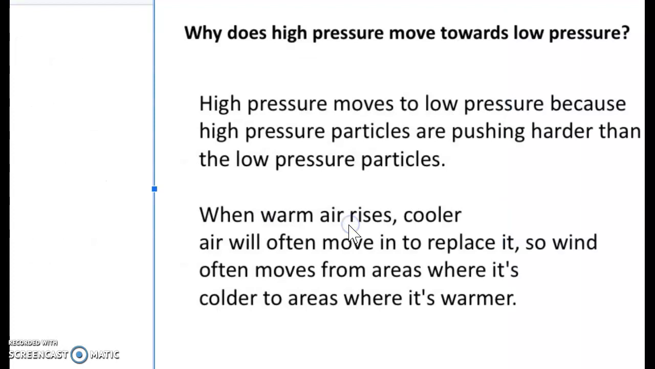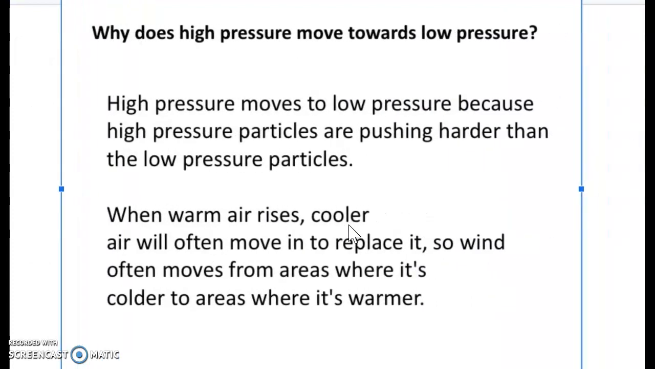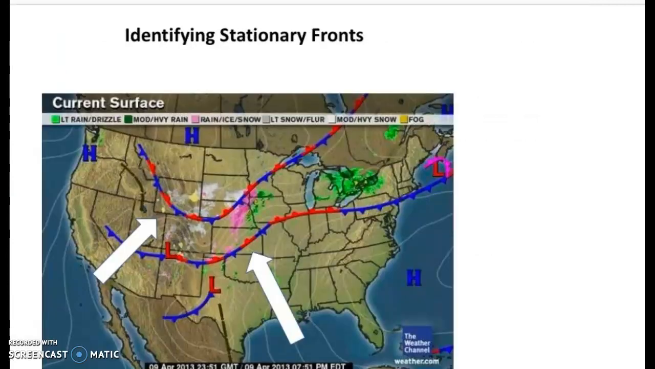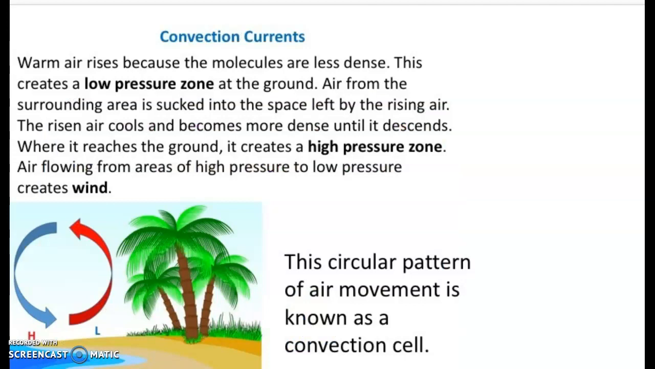So why does high pressure move towards low pressure? It moves to low pressure because high pressure particles are pushing harder than the low pressure. You've got to imagine air is really a thing. That's why a balloon blows up. So that high pressure is going to push way more than that low pressure, and it wants to replace that. And so wind will move from areas where it's colder to areas where it's warmer. That's a lot of the reason we get changes in weather.